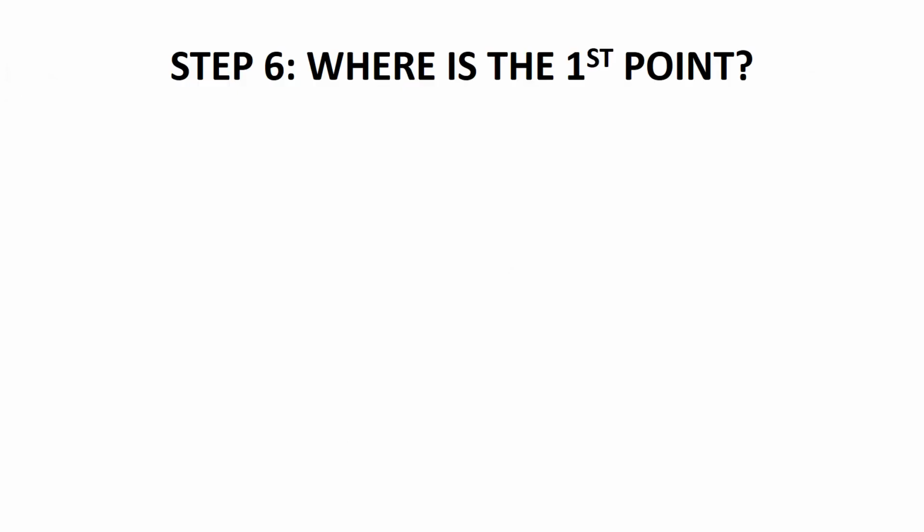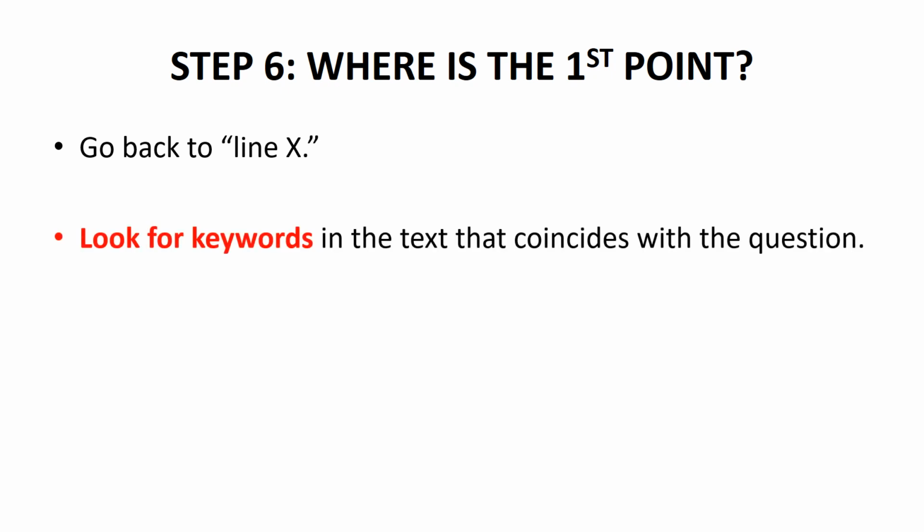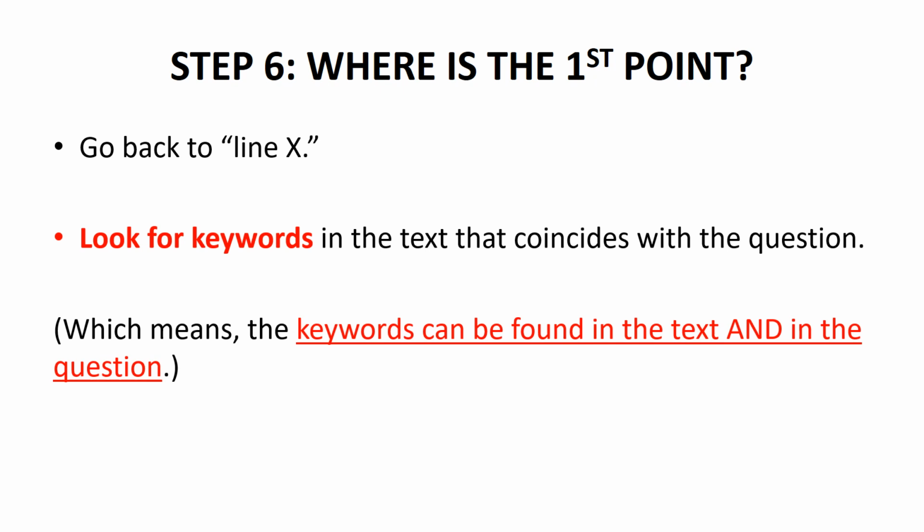Next, once you know what the question wants, you need to find the first point. This is the most important part of the summary answering technique. So you go back to line X and you need to look for keywords in the text that coincide with the question. What does that mean? It means the keywords can be found in the text and in the question. Let's look at an example.